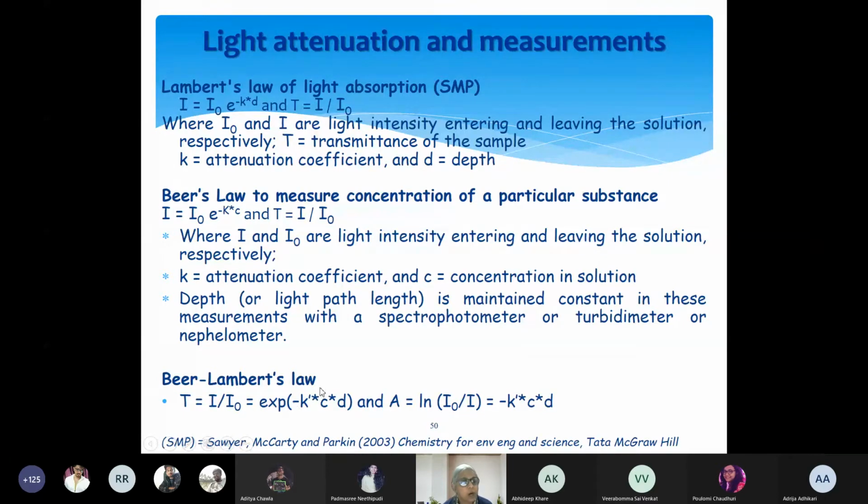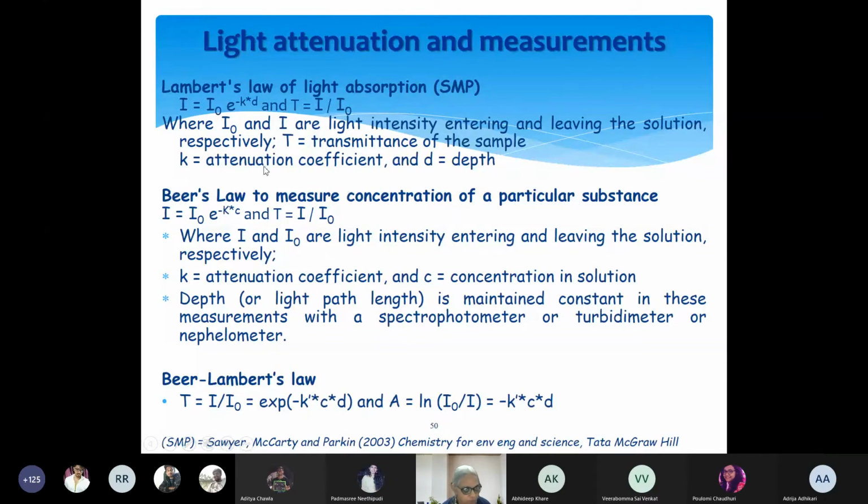Now, the combination of Beer-Lambert's law, where you combine concentration and depth of the light path or the length of the light path, however you want to see it, you can write it in terms of transmittance. Transmittance is I by I0. I0 is the intensity before it enters the water sample, and I is the intensity after it passes through the sample. And this is exponent e to the power minus k dash. K dash is to keep it separate from the first k and the second k. And so you get minus k dash c times d.